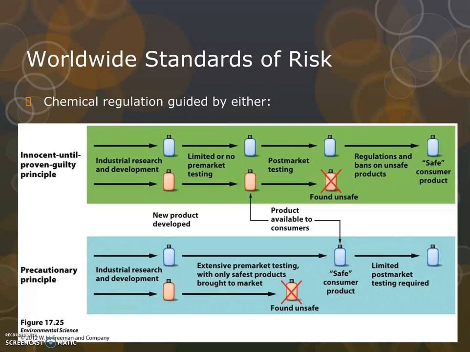When we look at chemical regulation, we have 2 different philosophies guiding it. One is the innocent until proven guilty principle. And that's based on the philosophy that a potential hazard should not be considered a hazard until the scientific data can definitely demonstrate that a potential hazard causes harm. So we can introduce things quickly, but may potentially cause harm. It allows us to put things on the market quickly and then go backpedal and say, do we have problems with this?